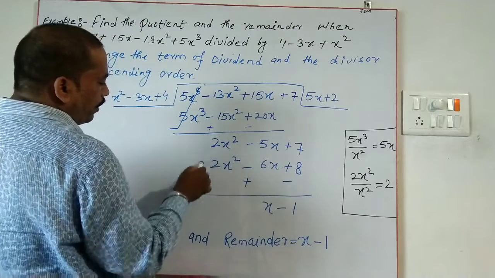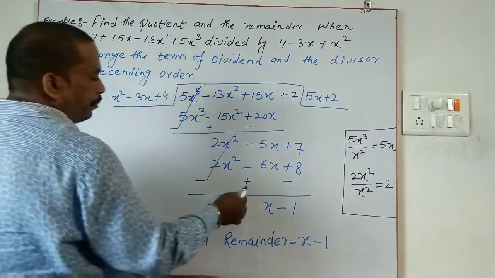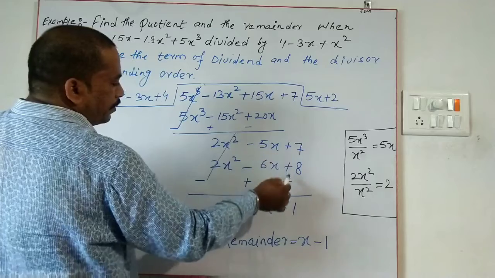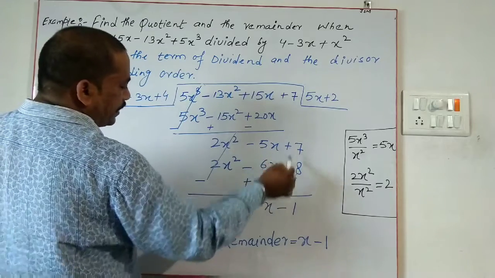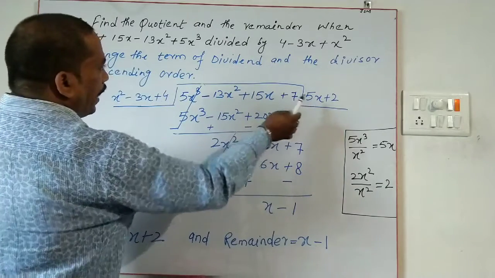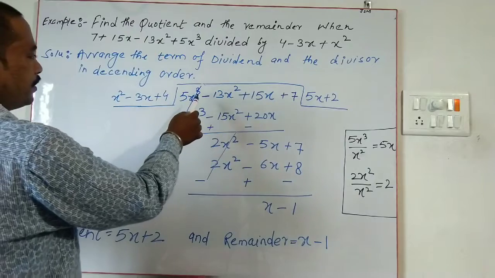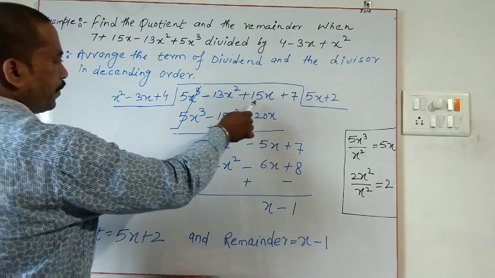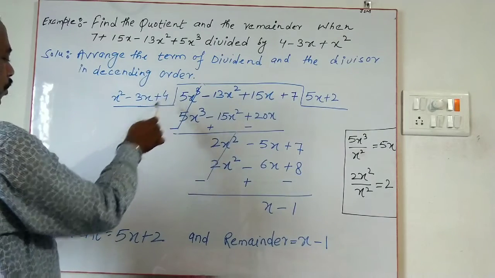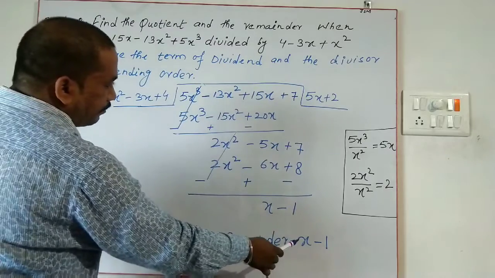Again, these two are equal but opposite in sign, so they are cancelled with each other. So plus minus is minus. So 6x minus 5x is x, and minus plus is minus. So minus 8 plus 7 is minus 1. Therefore the quotient is 5x plus 2 and the remainder is x minus 1. Means when we will divide 5x cube minus 13x square plus 15x plus 7 by x square minus 3x plus 4, our quotient is 5x plus 2 and remainder is x minus 1.